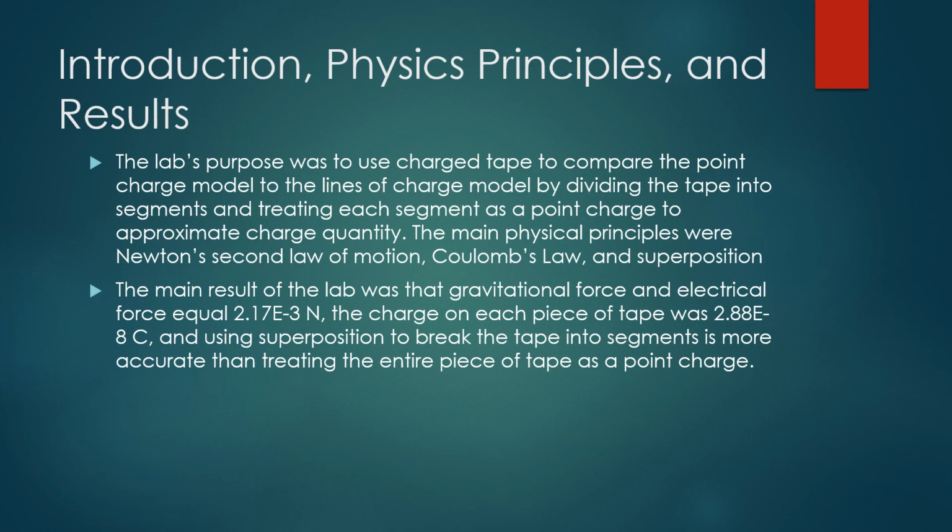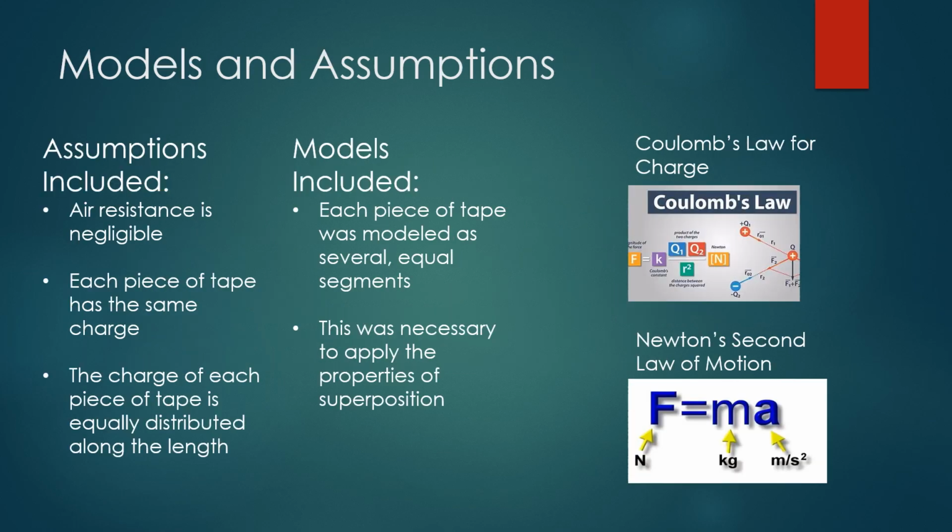The main result of the lab was that the gravitational force and electrical force equal 2.17 times 10 to the negative third newtons. The charge on each piece of tape was 2.88 times 10 to the negative eighth coulombs, and using superposition to break the tape into segments is more accurate than treating the entire piece of tape as a point charge. Here are the models and assumptions.